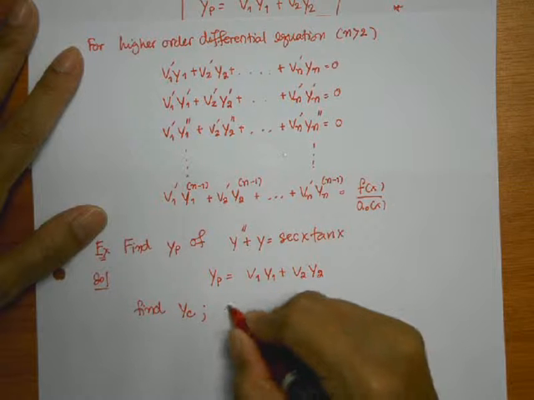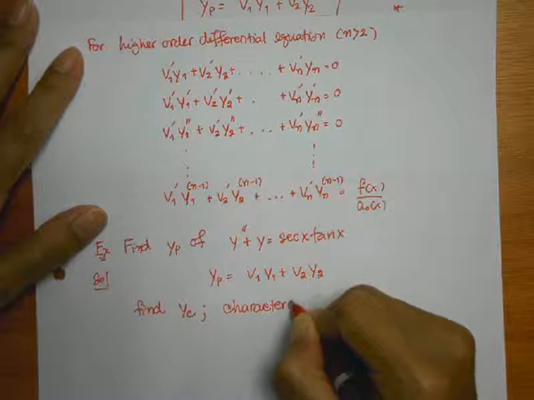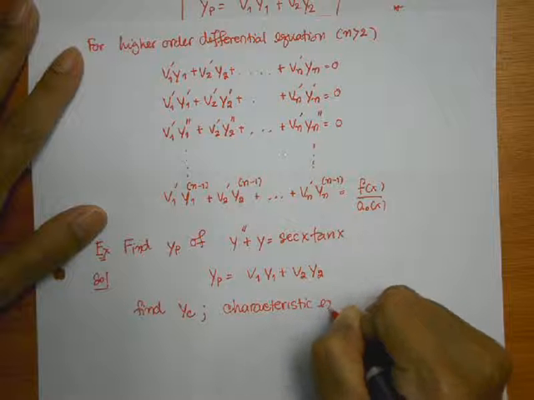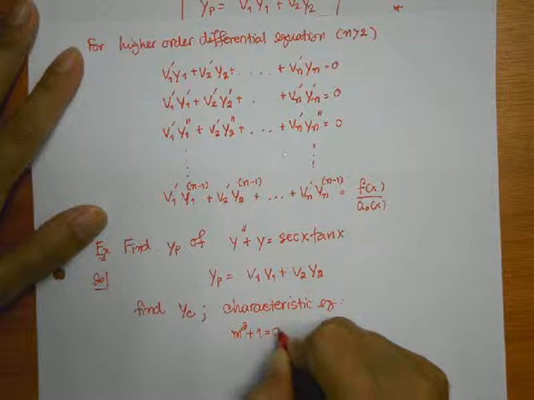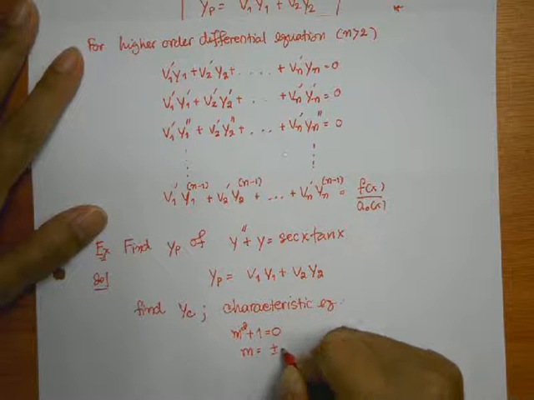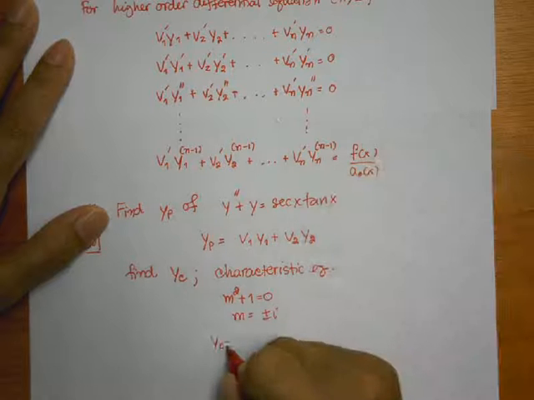So to find yc, we have to write down the characteristic equation, which is m squared plus 1 equal to 0. So our m is equal to plus or minus i. Our yc is what?